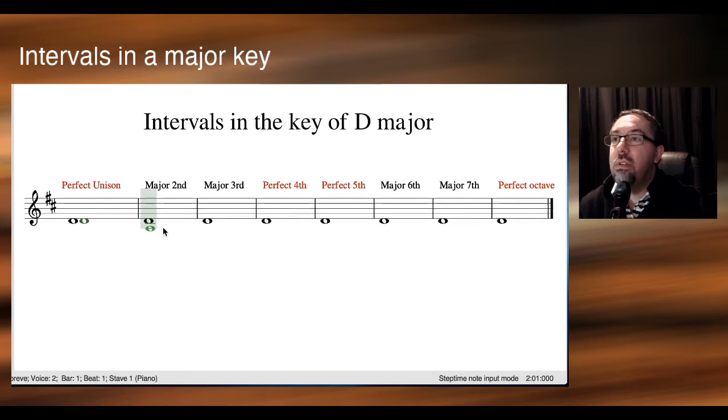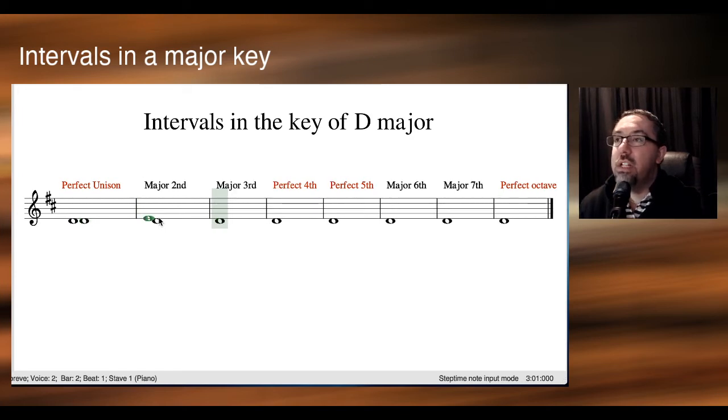My next interval will be a second up, so D to E. And just a reminder before I do the next one, our sharps back here, we've got the F sharp and C sharp. So my next third is going to be D, E, F sharp. And the F sharp is taken care of with the key signature there. My next fourth will be D, E, F, G.